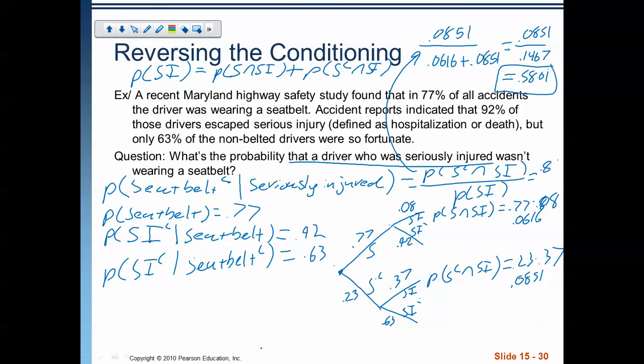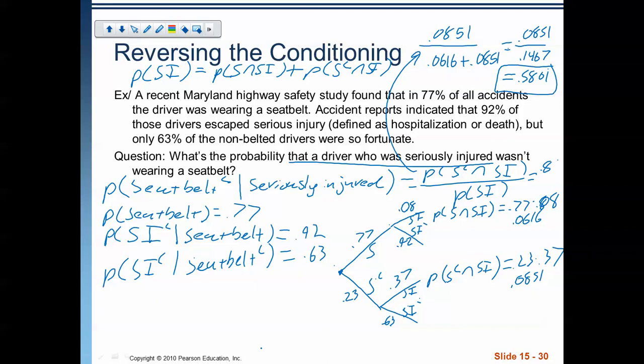I found out what I needed to know and made a list of everything that I knew. I then used that information to create a tree diagram. Notice that I labeled everything on this tree diagram. I didn't just go down the branch I needed. I found the branch that I needed for the numerator. That was a single branch, that one right there. Then to find the probability of being seriously injured, I found those two branches, added them together, and divided.